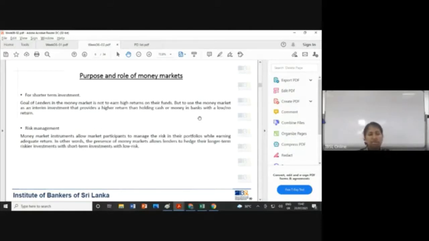For short-term investment, now we spoke about the lender aspect. Now we are going to talk about the investor aspect. Now think about this. You are a rational investor. As a rational investor, what do you think? You want to earn high returns, correct? You want to earn high profits. Then why would you come into the money market? You know, the money market is not going to give you a high interest rate because it has a low risk, which means it's going to be a low interest rate. Okay, then why do you still come into money markets?